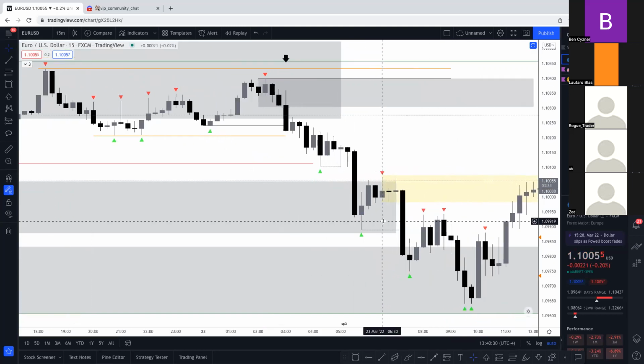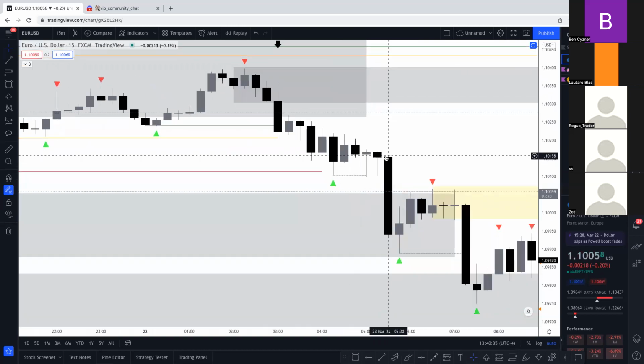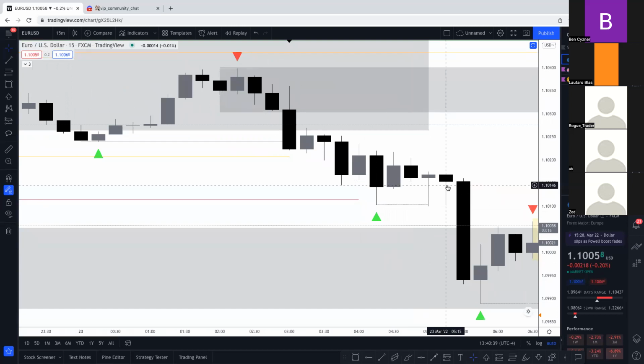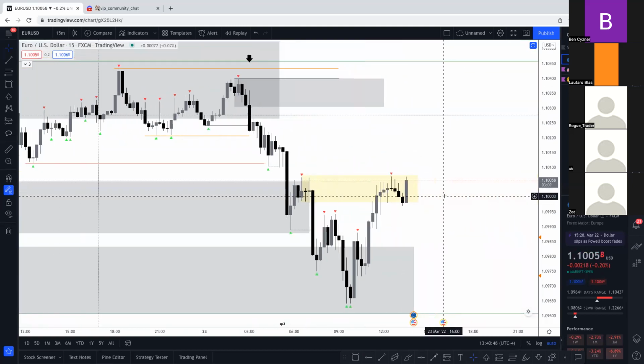Right? Coming over here, people are like, why didn't you mark this? And this caused a break of structure. It did not cause the break of structure. Our first break was right here. This came after. This didn't cause the break of structure. So I'm not even going to mark this in.